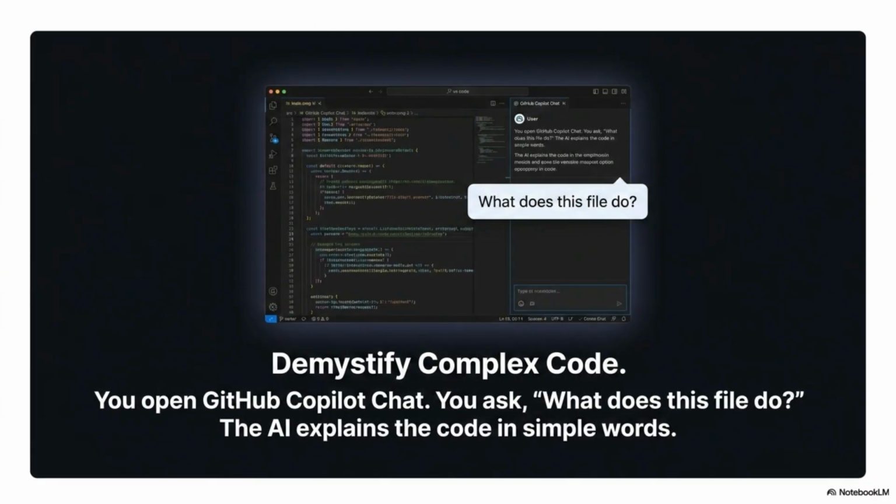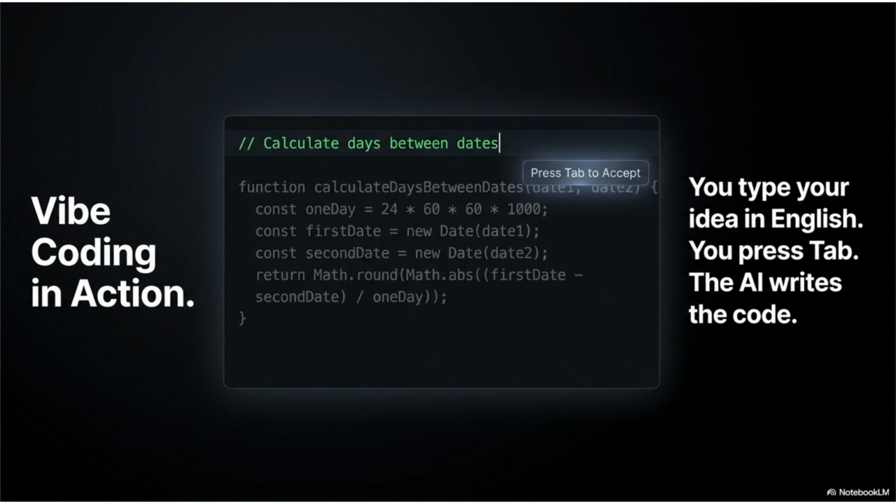You can use GitHub Copilot to demystify complex code. Just ask, "What does this file do?" and the AI will explain the functionality in simple, plain English terms. This is vibe coding in action. Type your programming idea in plain English, press Tab, and let the AI write the actual code for you.